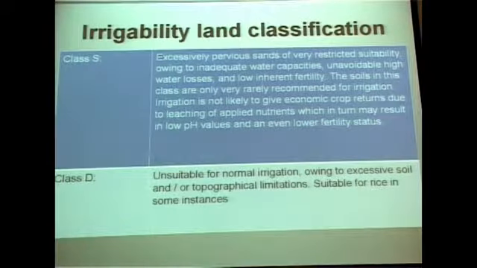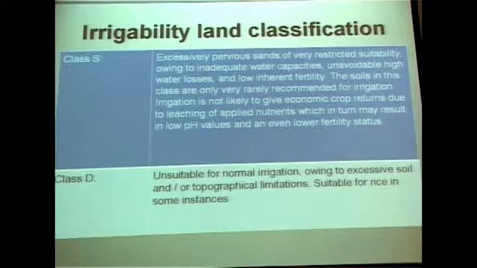So normally what happens is we determine these irrigability classes during a soil survey specifically for irrigation, and that is done by the Department of Soil.